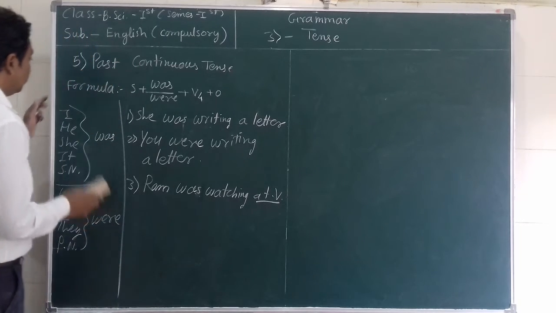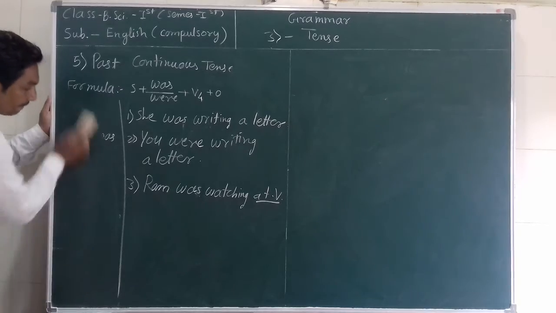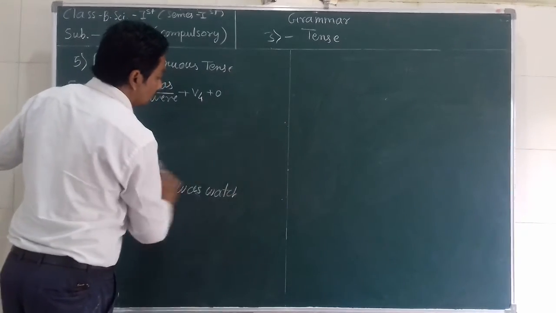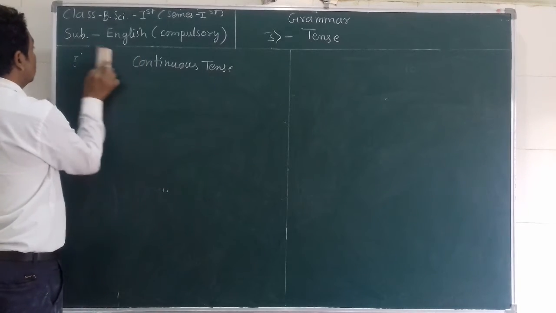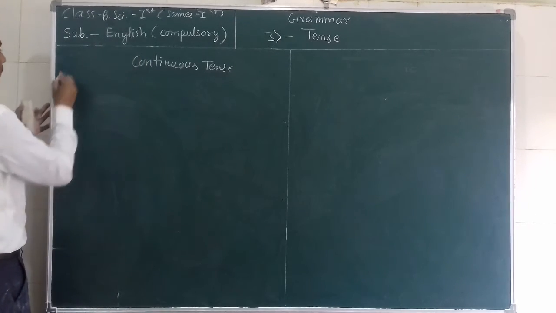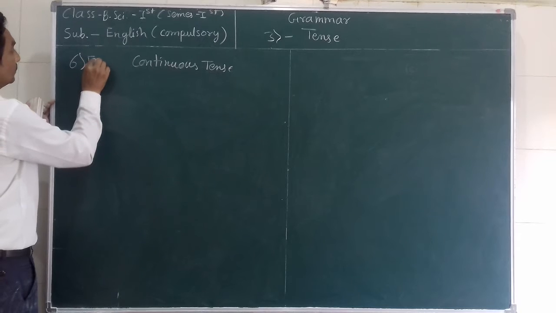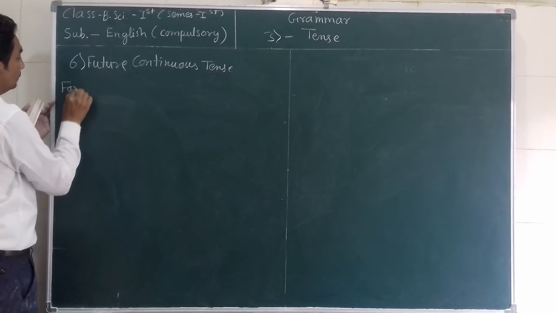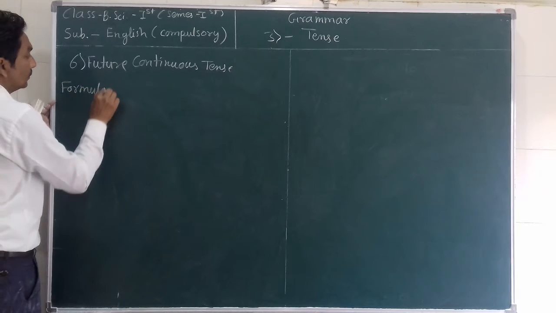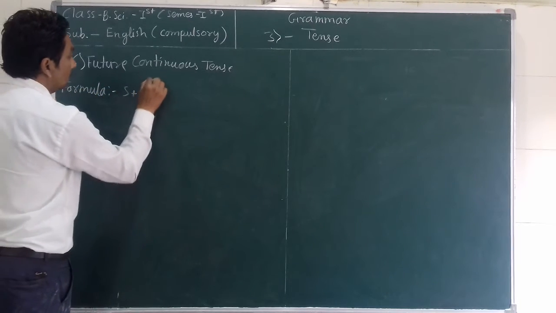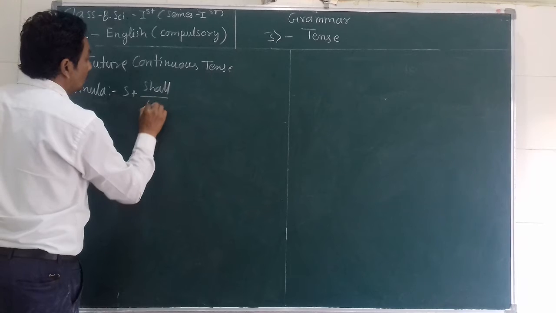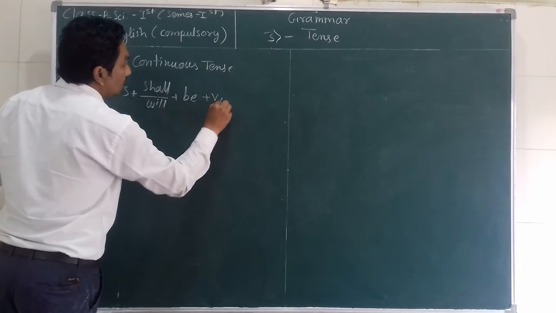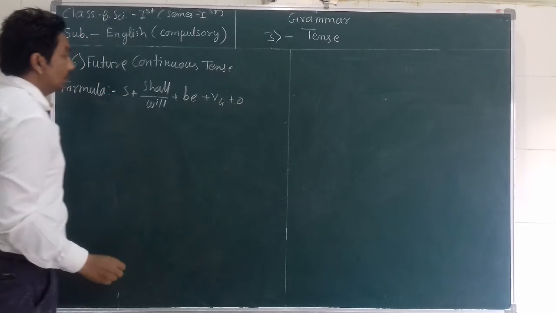Now, next slide. Sixth type, future continuous tense, and the formula is subject plus shall or will plus be plus V4 plus object.